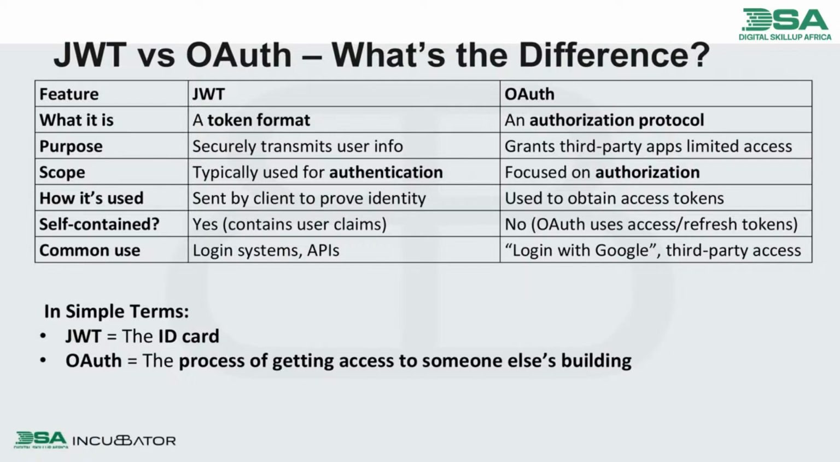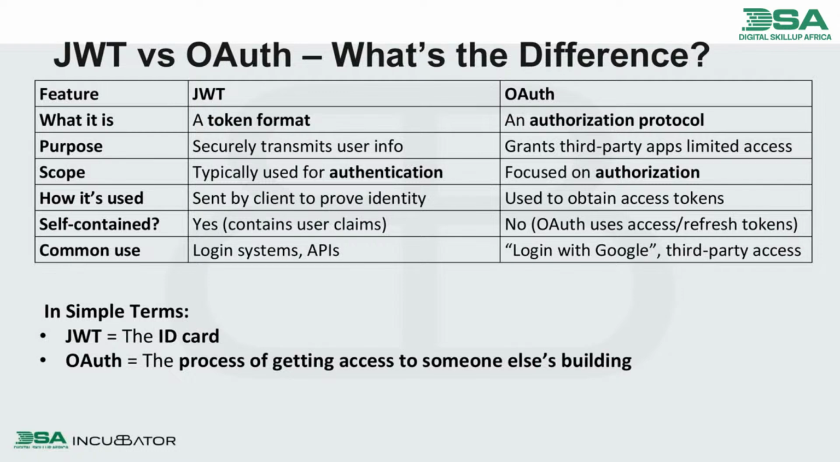But with an access token, you can't embed any data. The moment that token is expired, it is no longer in use, you always have what we call a refresh token that you can use to gain another access token. When you integrate this, you will get the hang of it. So common uses: login system, APIs, OAuth, login with Google, third-party access, stuff like that.